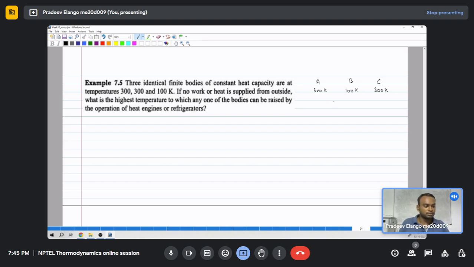Now we need to operate some refrigerator or heat engine between them, so that we raise the temperature of at least one body. We need to find the maximum temperature to which one of the bodies can be raised. And there is no external work done on the system, and no external heat transfer in or out of the system. Only these three bodies are what we have.